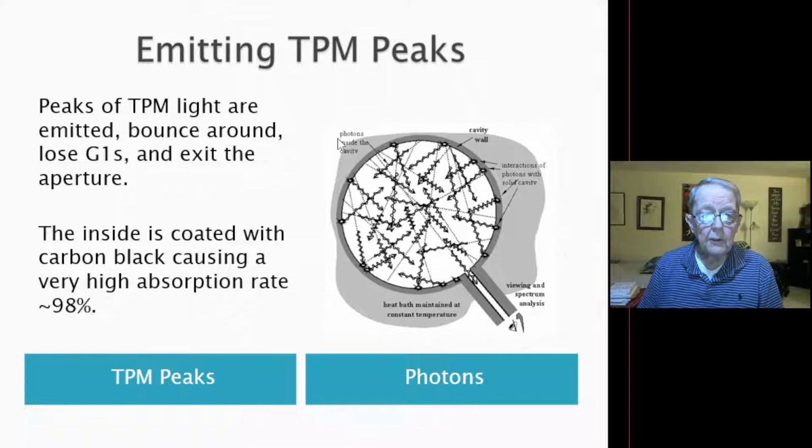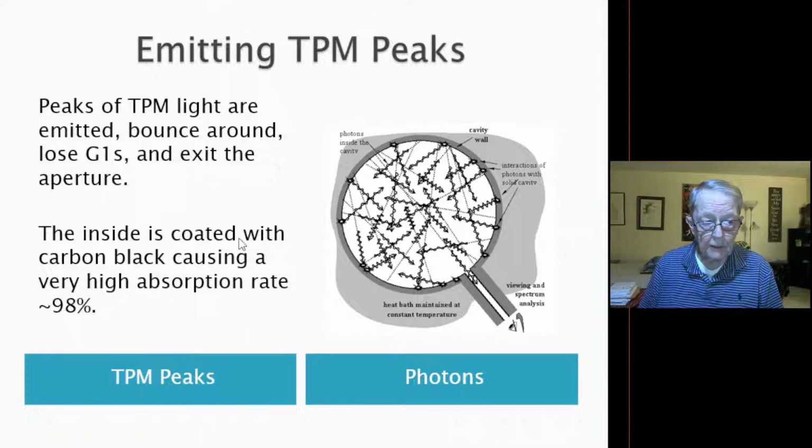Okay, so now instead of photons, and I just put this again to show you that inside this black box, you get radiation. You heat this thing up very hot, you've got vibrating atoms. TPM is going to push out peaks of light. Peaks of TPM are emitted, bounce around, and every time they hit, they lose G1s and exit. Some of them finally, at low intensity, exit the aperture.